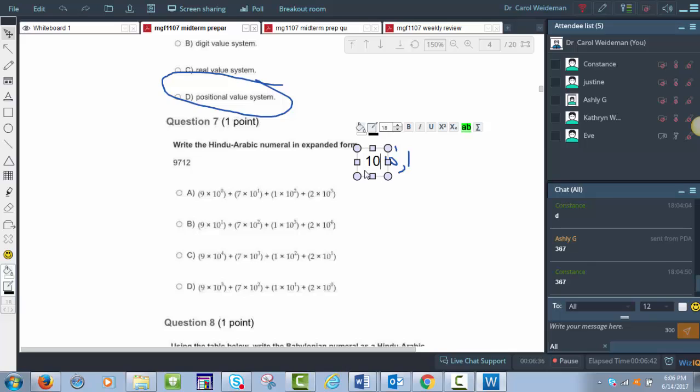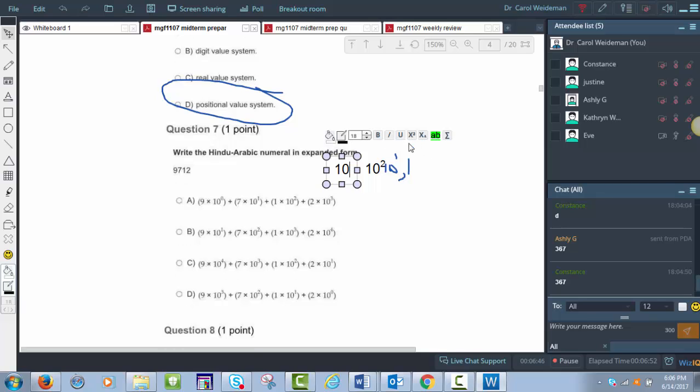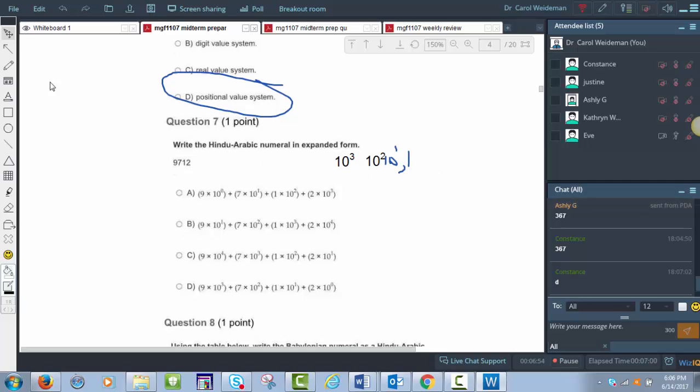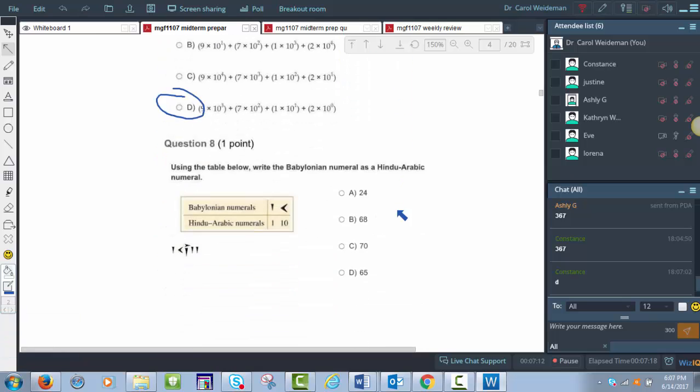What comes next is 10 squared, and then if you keep going to the left, the next positional value is 10 to the third. Sorry, superscript's not working there, 10 to the third. And so the answer has to be D right here, because the 9 here is 9,000. So 9 times 10 to the third plus 7 times 10 squared plus 1 times 10 to the 1 plus 2 times, this position here is 10 to the 0, which is 1, so 2 times 1.